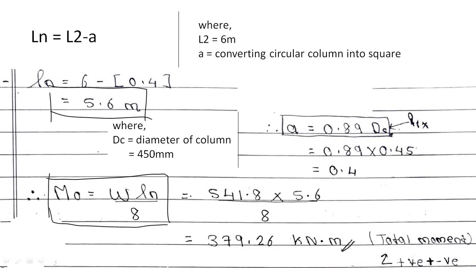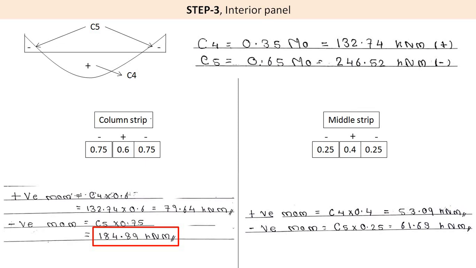This moment will be divided into interior panel as well as exterior panel. From interior panel, it will be divided into the column strip and middle strip. Now we will see how. So the third step is interior panel. As we have seen, for interior panel, the negative moment will be C5 and positive moment will be C4.